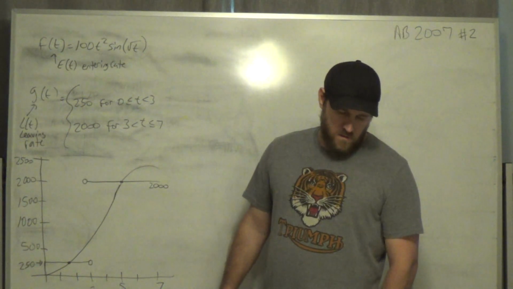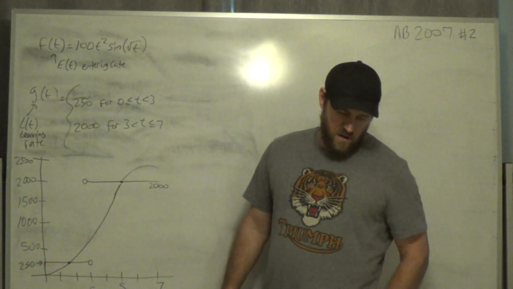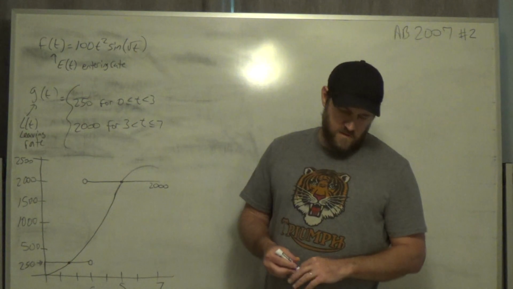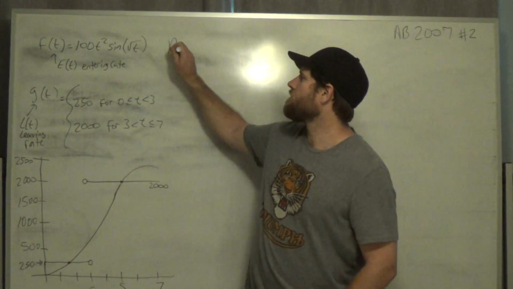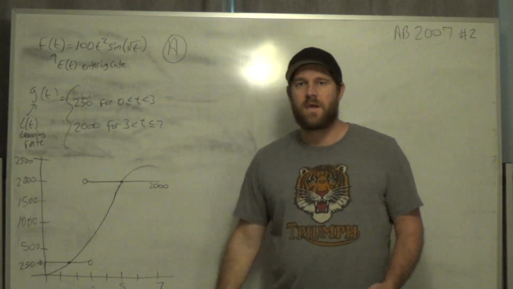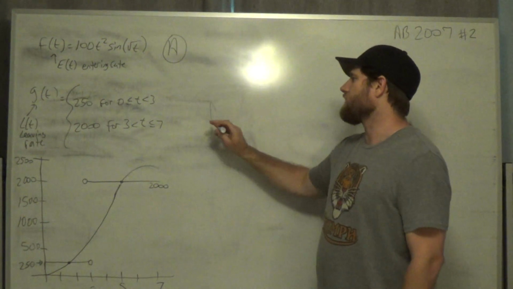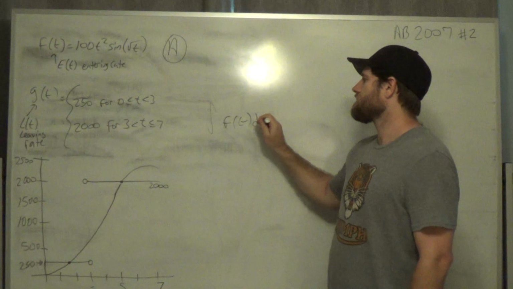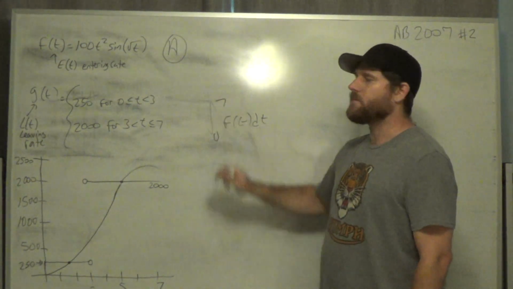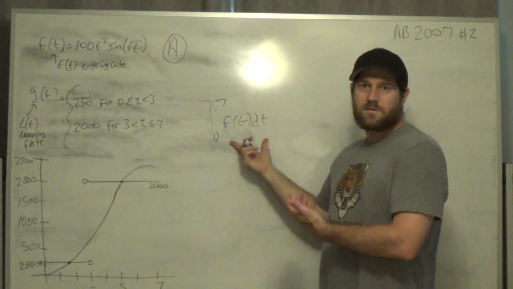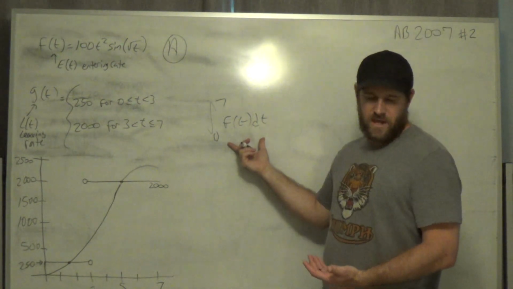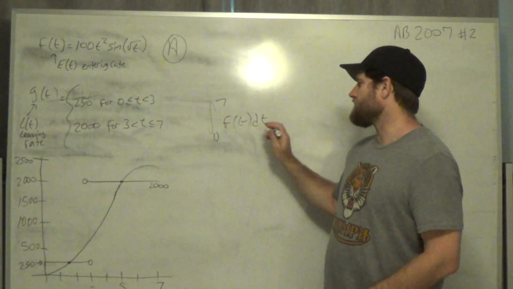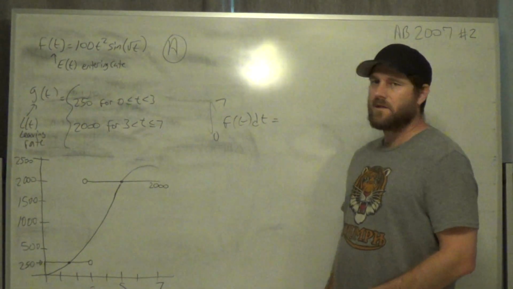Okay, so part A says how many gallons of water entered the tank from time 0 to 7. Well, the area underneath the entering rate will tell you how much entered. That's what the entering rate does. So area underneath the entering rate tells you how much entered. You would just write this out and type it into your calculator.